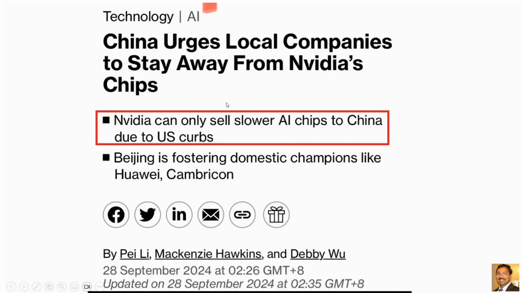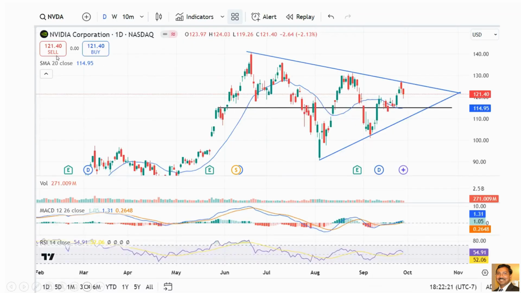And this news came right in a bearish month for the technology sector: China urges local companies to stay away from Nvidia's chips. We know that Nvidia is the stock which has been leading the stock market up like anything in the last couple of months. And this is the Nvidia daily chart.